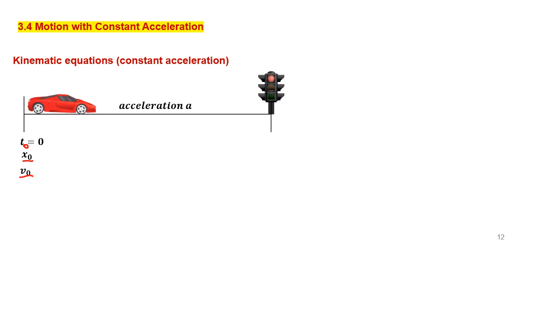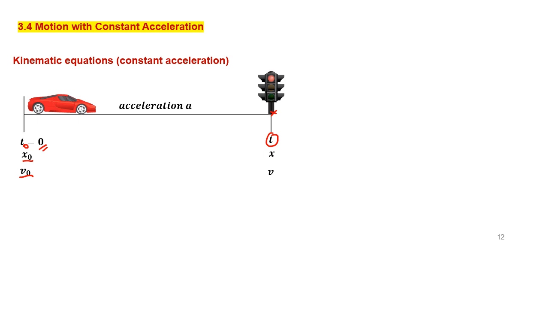Initial velocity can be 0 or any other value. Initial position need not be the origin all the time. Initial time also can be different. So in this particular case we take initial time as 0. Now it is under constant acceleration and it reaches this point. We call the time now t. So we say final time is t.